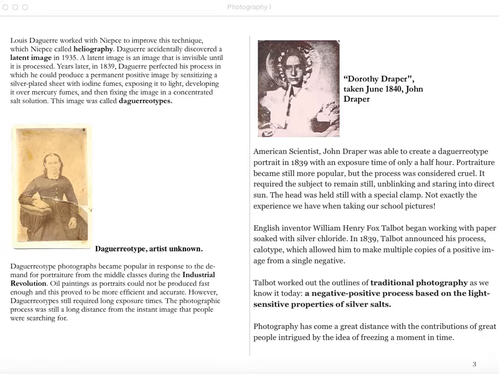English inventor William Henry Fox Talbot began working with paper soaked with silver chloride. In 1839, Talbot announced his process, calotype, which allowed him to make multiple copies of a positive image from a single negative. Talbot worked out the outlines of traditional photography as we know it today, a negative-positive process based on the light-sensitive properties of silver salts. Photography has come a great distance with the contributions of great people intrigued by the idea of freezing a moment in time.